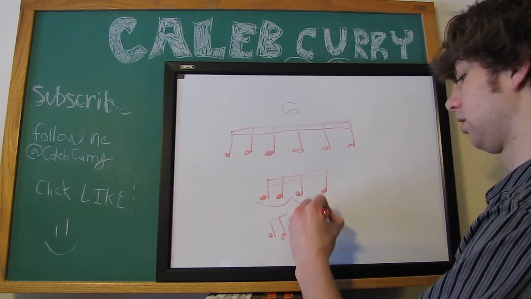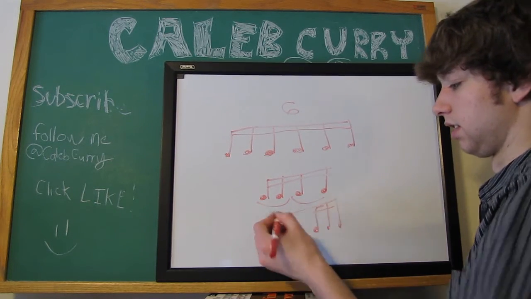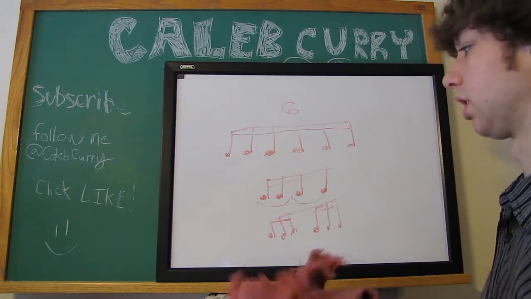1, 2, 3. This is another way you may see sextuplets. You may see them connected like this. Now that's just another example of a quicker triplet.